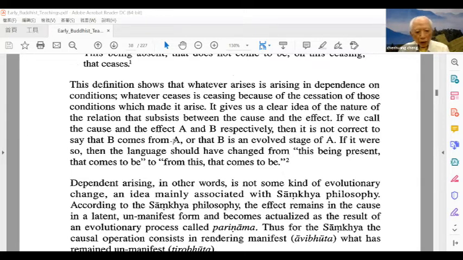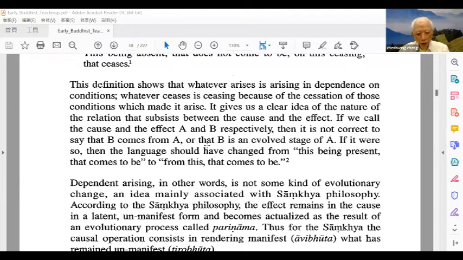It is just a kind of phenomena. And because of our ignorance, we suppose there is an entity, something which transmits from the cause to the effect. That is not the case. If we call the cause and the effect A and B respectively, then it is not correct to say that B comes from A or that B is an evolved stage of A. This is very important to remember. It doesn't mean that the effect comes from the cause.